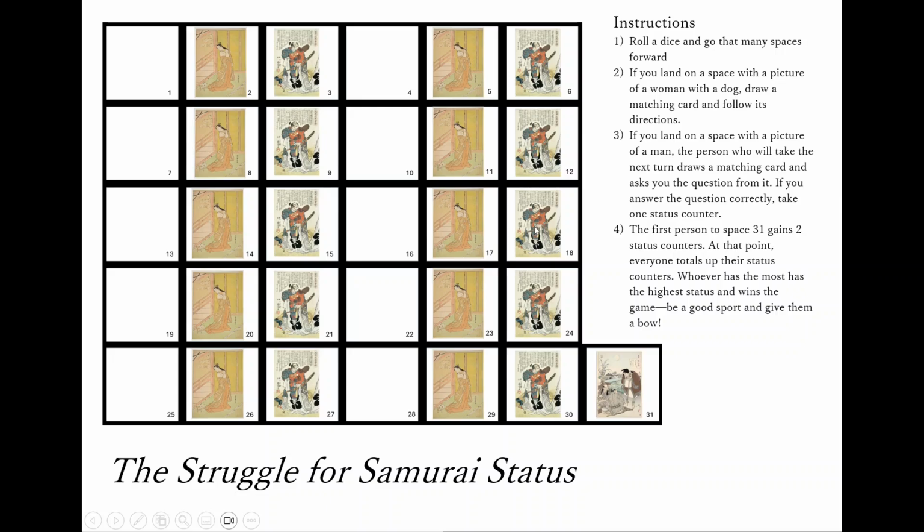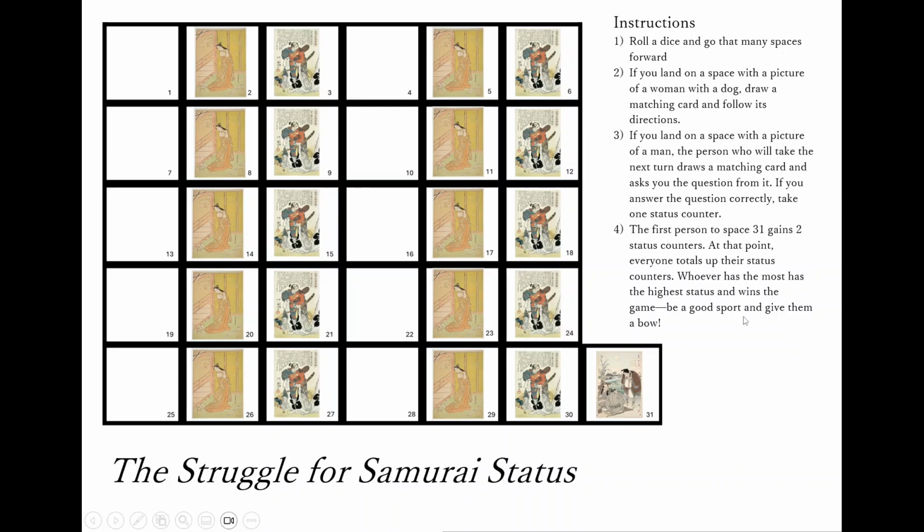When you get a question right, you get a status counter. And the game ends when someone gets to space 31, but they don't necessarily win. They gain 2 status counters, and then everyone totals up the number of status counters they have, and whoever has the most wins. And you want to think about how do you make the game kind of fun for people.